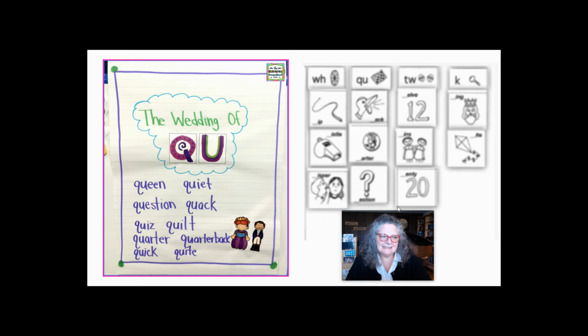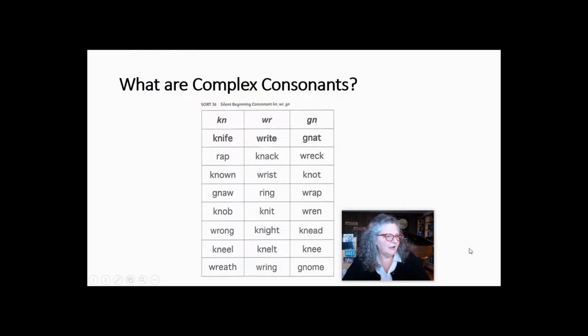Hopefully you're looking at this and saying, wait a minute, question and quarter would not be fair words for within word stage spellers. Good for you. You caught that. All right.